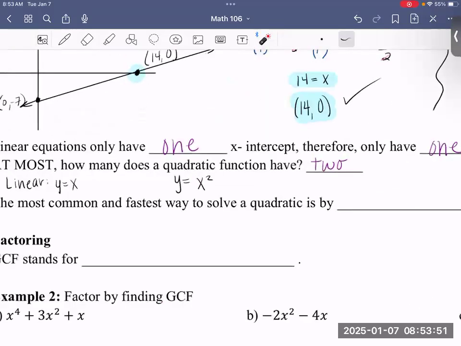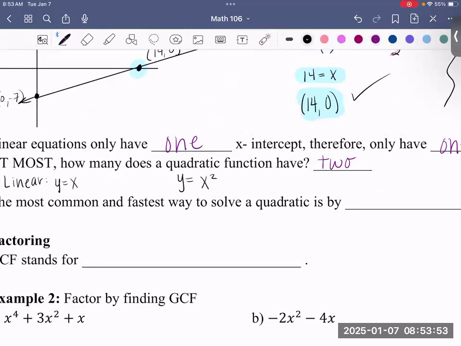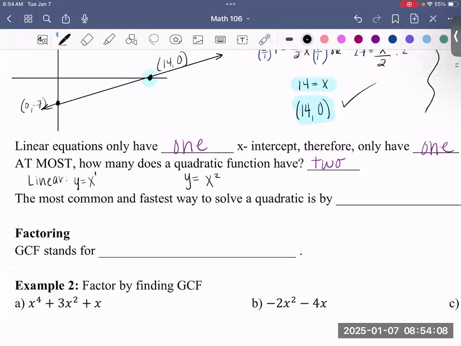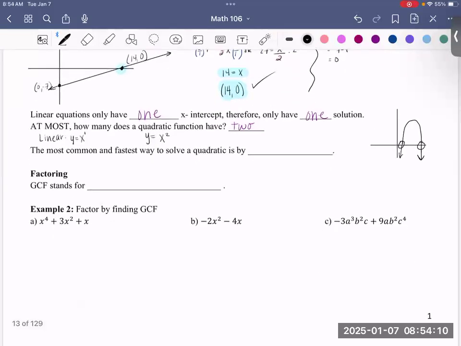And it follows its degree or its multiplicity. The degree of this linear x is 1. The degree of your quadratic is 2. And if we kept going, cubic 3. And this is at most how many they can have. All right.